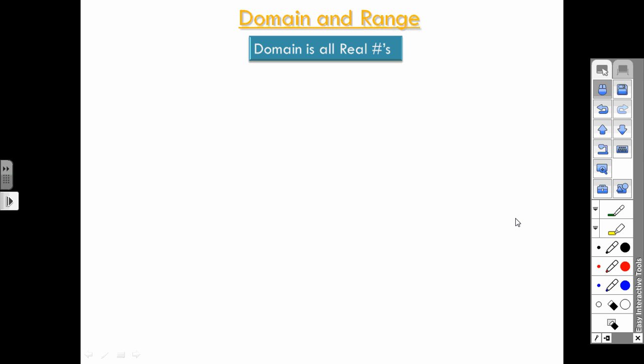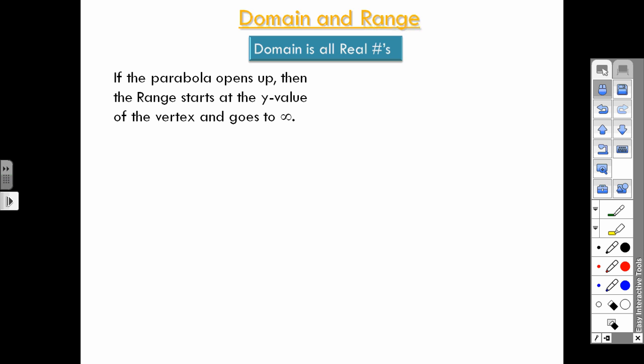Okay, domain and range. I think this is the last thing that we need to talk about. When you look at these parabolas, your domain is always going to be all real numbers. There's nothing that we can leave out. So that's good to know. But the range is going to be different for each situation. So if the parabola is going to open up, the range is going to start at the y value of the vertex, and it goes all the way up to positive infinity because it's opening up.